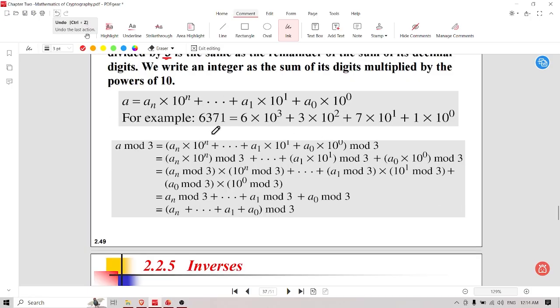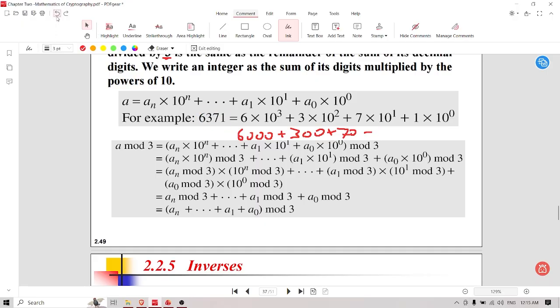However, we also have something else. We could say that 6,000 would be 6 multiplied by 10 to the power 3. It would be 6000 plus 3 multiplied by 10 to the power of 2, which is 300, plus 7 multiplied by 10 to the power of 1, which is 70, plus 1 multiplied by 10 to the power of 0, which would be 1. 1 multiplied by 1, 1. Now this is this.